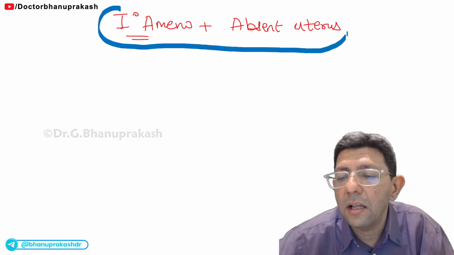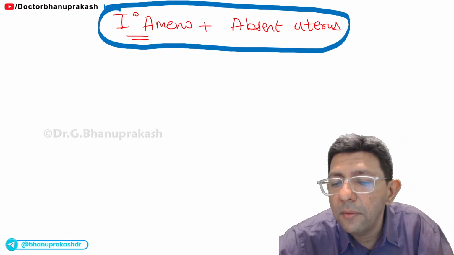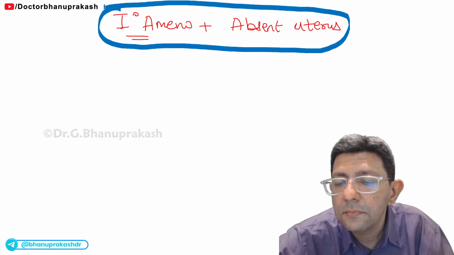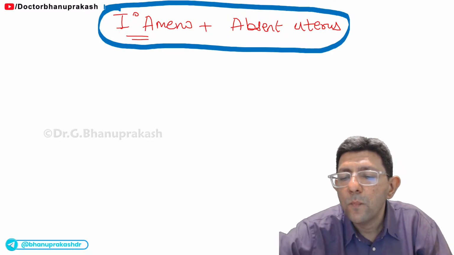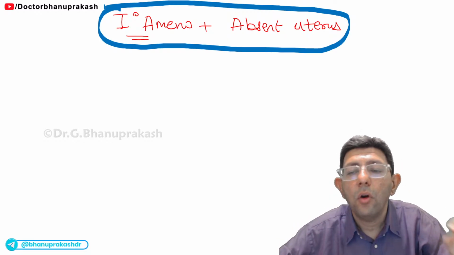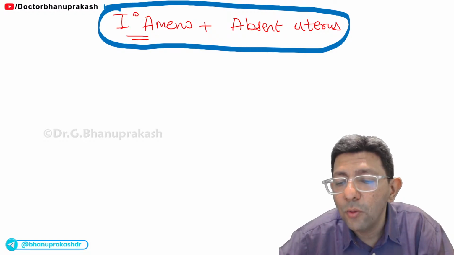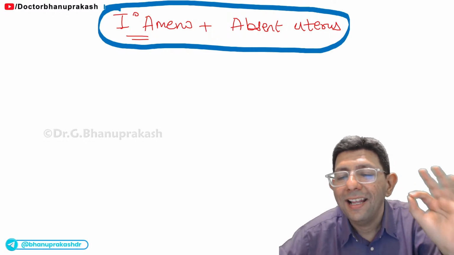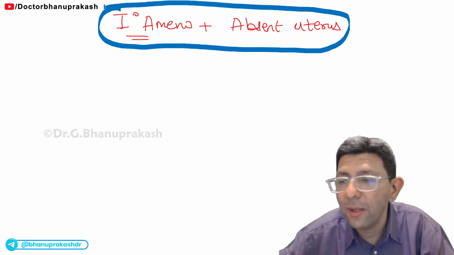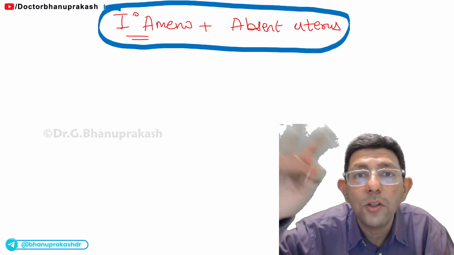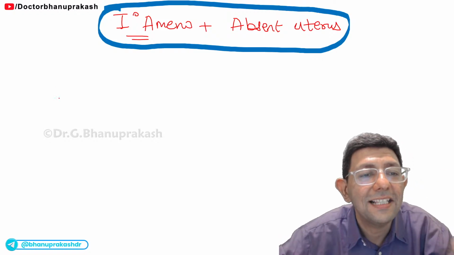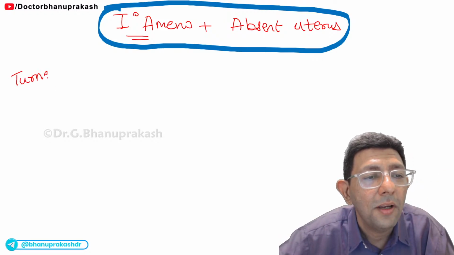What are the only 2 options? No, Turner's is wrong. Okay, primary amenorrhea and absent uterus, very important point. All students, please understand this: in Turner's syndrome the uterus is present.